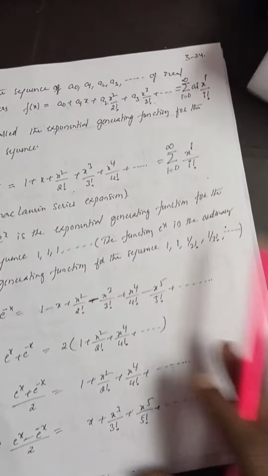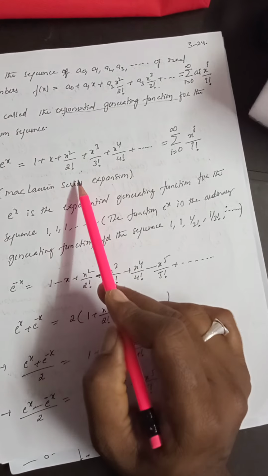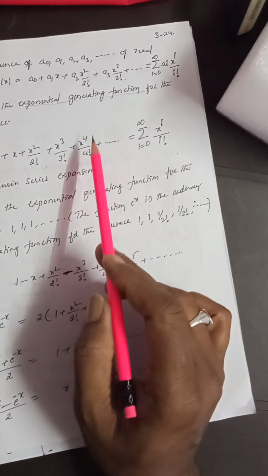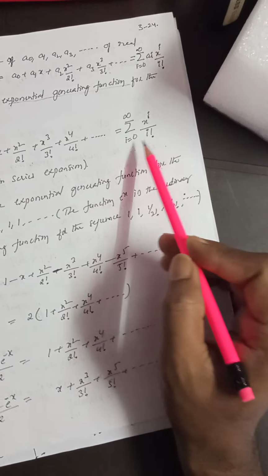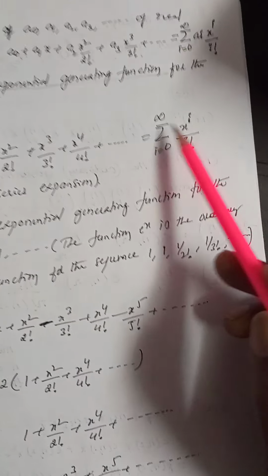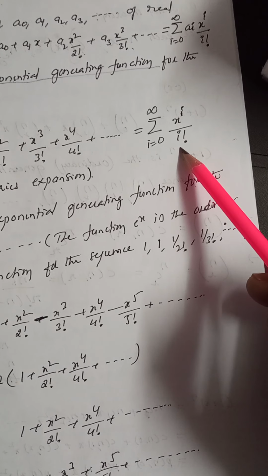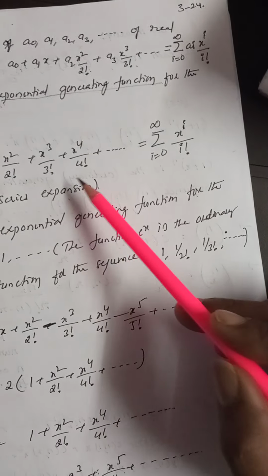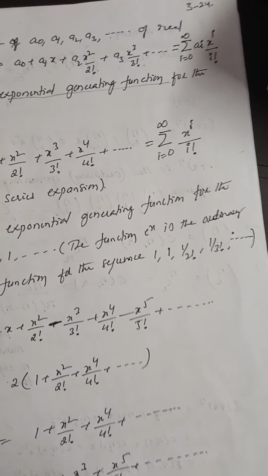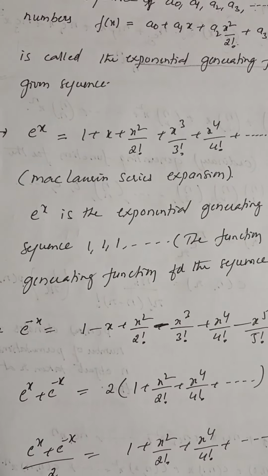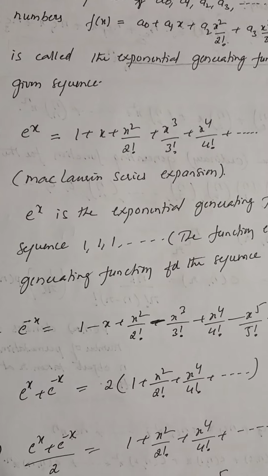Now here the general e power x formula: e power x is equal to 1 plus x plus x square by 2 factorial plus x cube by 3 factorial plus x power 4 by 4 factorial plus so on, is equal to summation i running from 0 to infinity x to the power of i by i factorial, right? We are expressing this series in terms of a summation, right? We are expanding this one by Maclaurin's series. Maclaurin is a scientist. By using his theorem, we are expanding e power x in terms of an infinite series, this one, right?